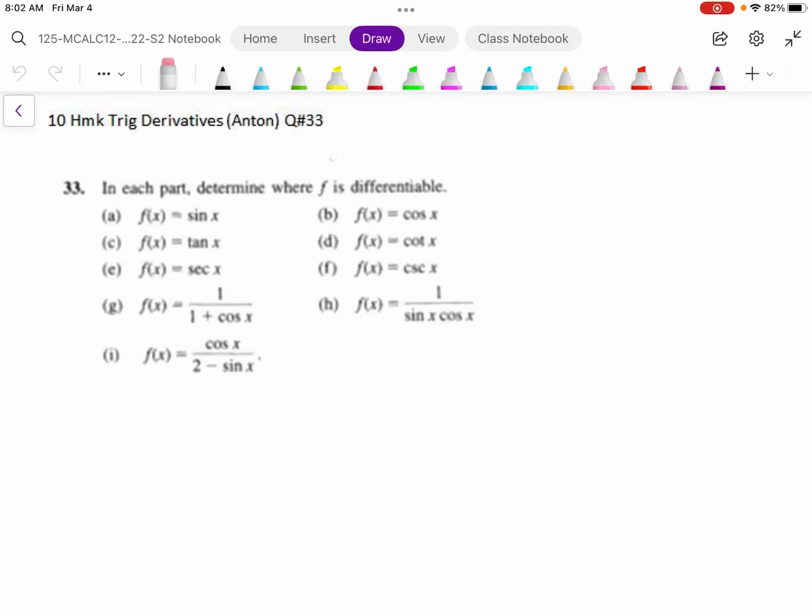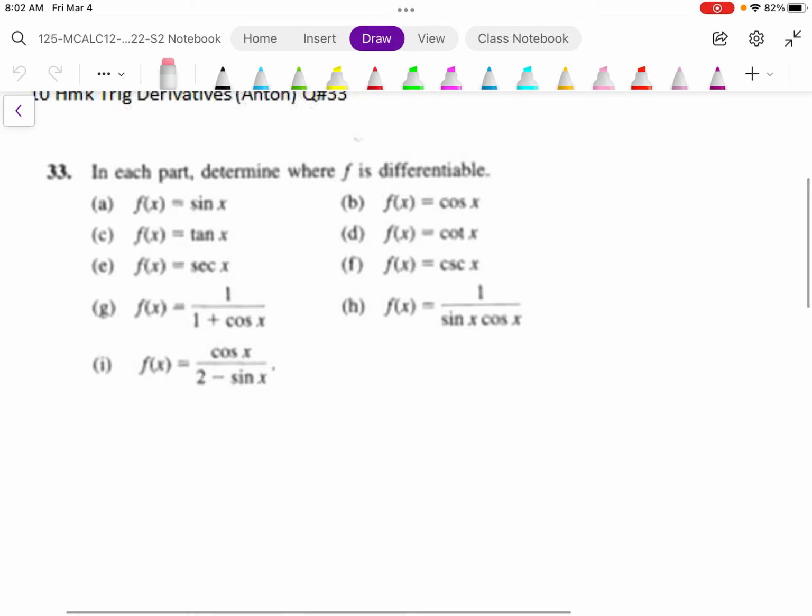To determine whether f is differentiable, we need to know the domain of the function and where it is smooth and continuous. So taking a look at a, it is a sine function. So this is for all real values. The sine function is defined for all real values. Same for cosine. Cosine is defined for all real values. It's smooth and continuous for the whole part of it.